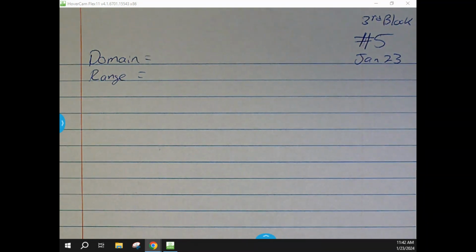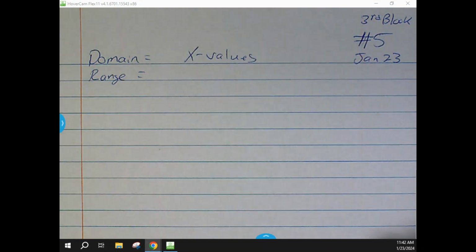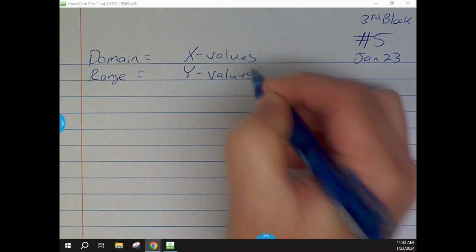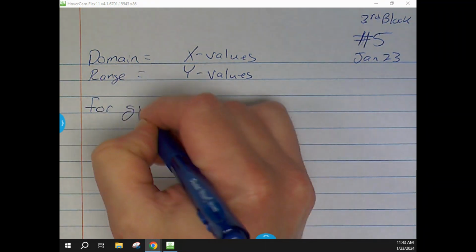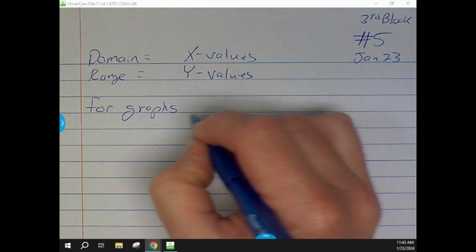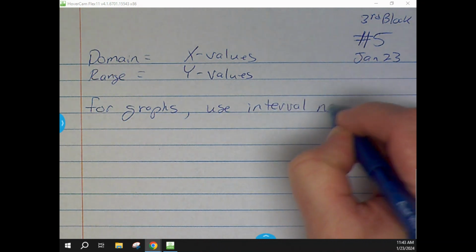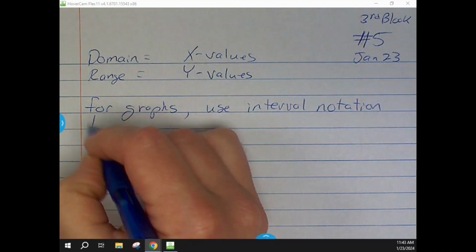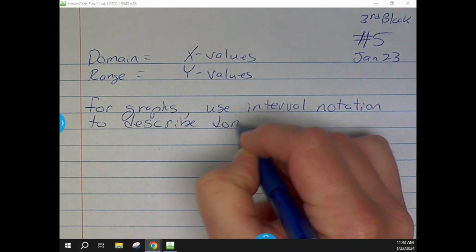Okay, domain and range. If you do or don't remember, domain was your x values, and your range is going to be your y values. I know we practiced interval notation and other stuff on these. So when we talk about graphs, which is where we're going with this next part, for graphs we're going to use interval notation to describe the domain and range.